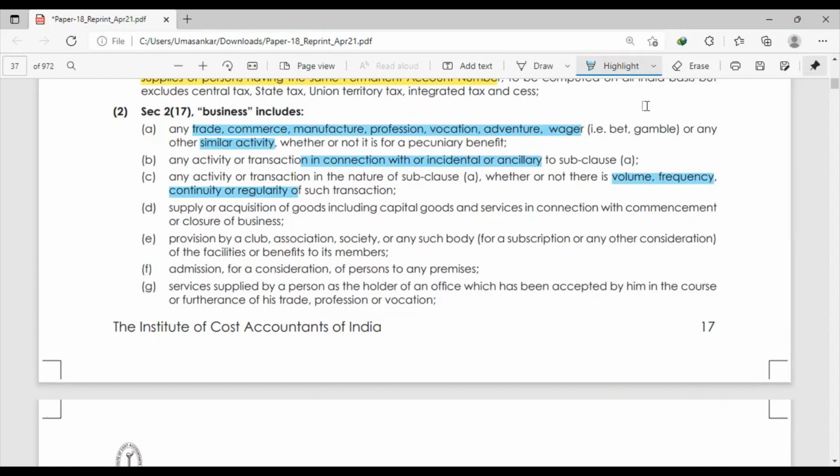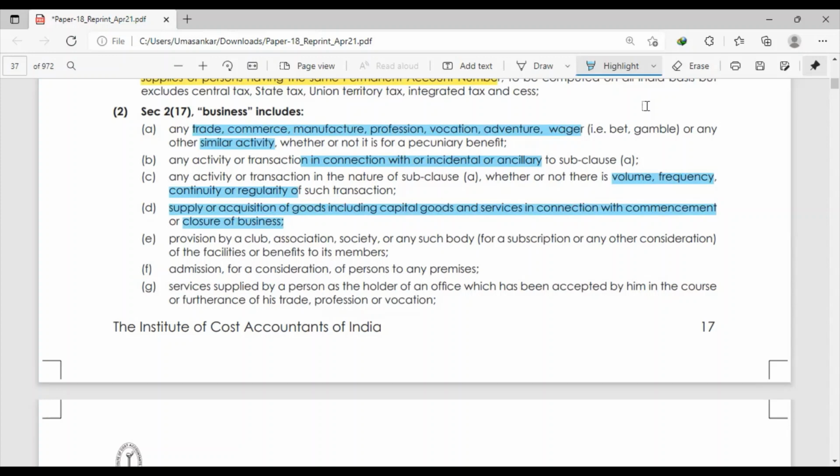Next definition. Any supply or acquisition of goods, including capital goods and services, in connection with commencement or closure of business. Suppose you are going to commence a business, you need to purchase some goods, like inputs, stock, inventory. Along with that, you will also purchase some capital goods. All those things will be included in the business definition.